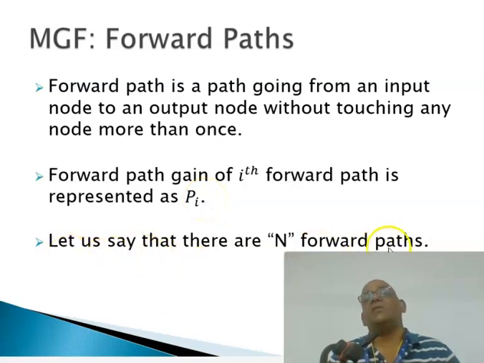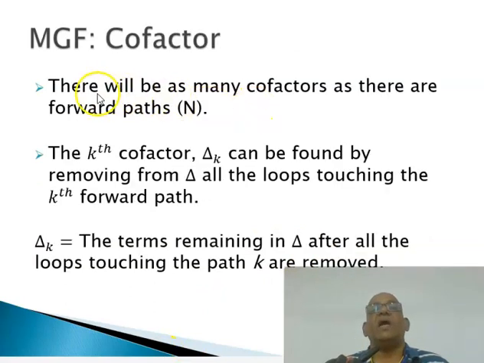Let us say there are capital N forward paths. There will be as many cofactors as there are forward paths, so if N is the number of forward paths, N is also the number of cofactors. The kth cofactor, delta k, is found by removing from delta all the loops touching the kth forward path. So for forward path 1, you remove all the loops touching the first forward path, and what remains is delta 1.